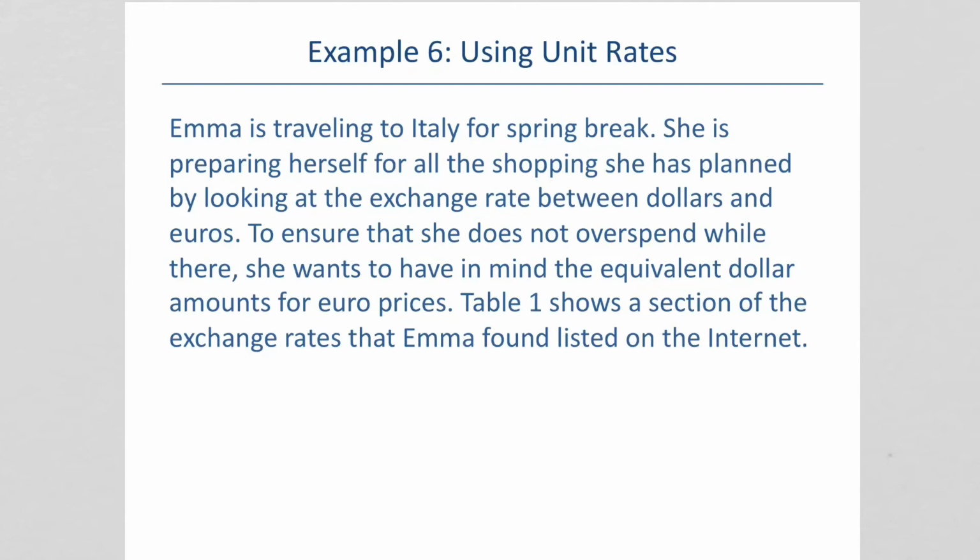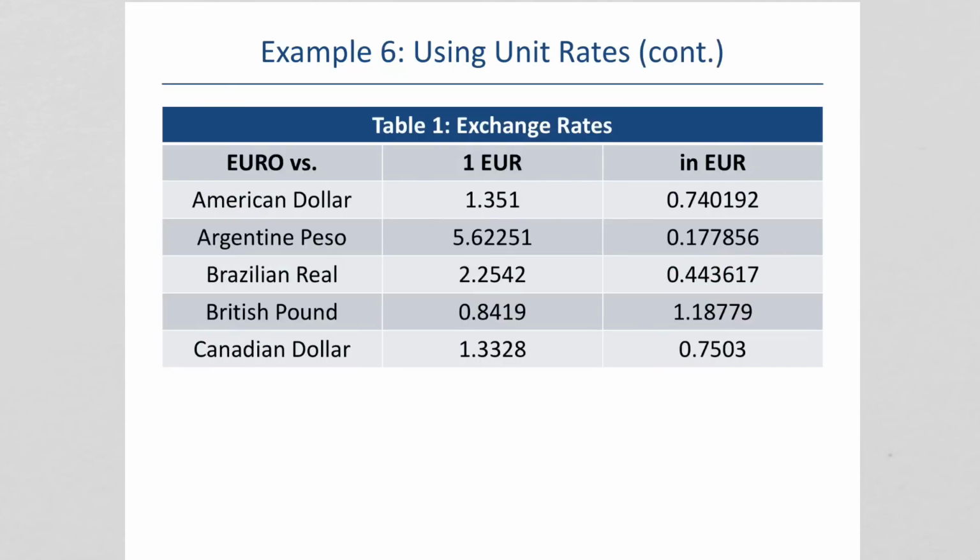Example 6 says, Emma is traveling to Italy for spring break. She is preparing herself for all the shopping she has planned by looking at the exchange rate between dollars and euros. To ensure that she does not overspend while there, she wants to have in mind the equivalent dollar amounts for euro prices. Table 1 shows a section of the exchange rates that Emma found listed on the internet.